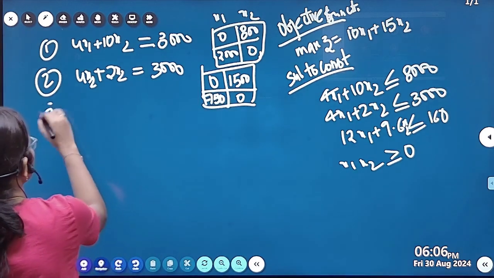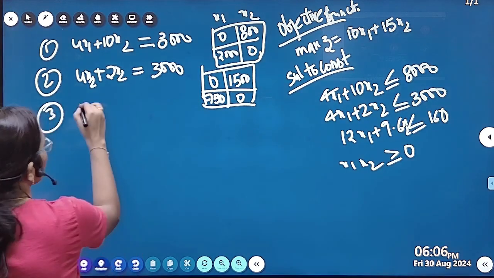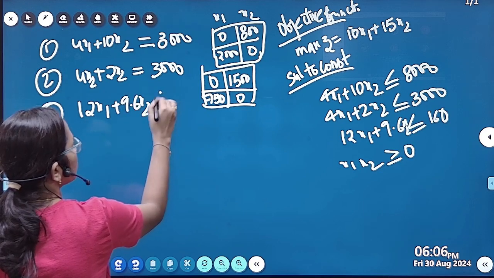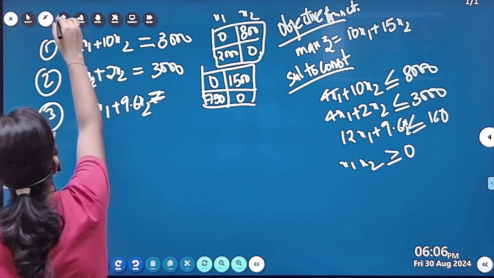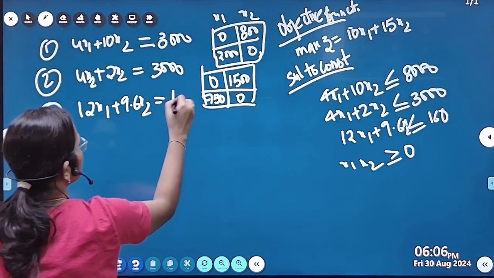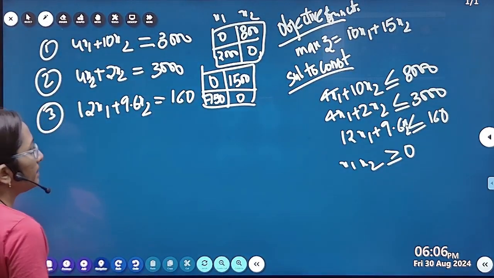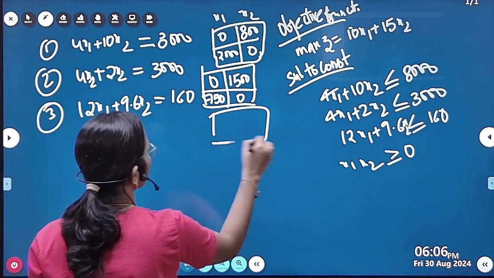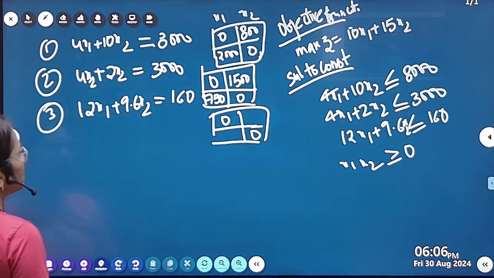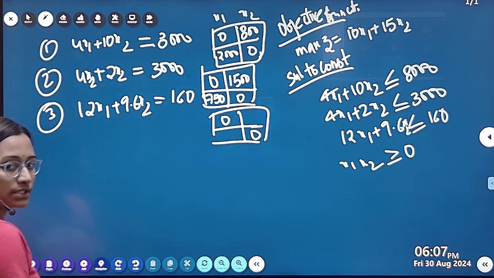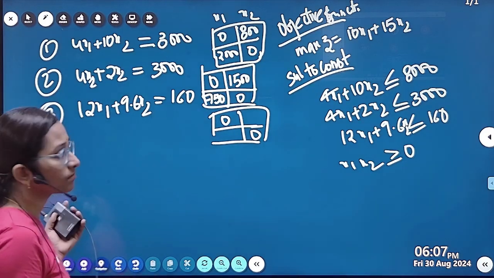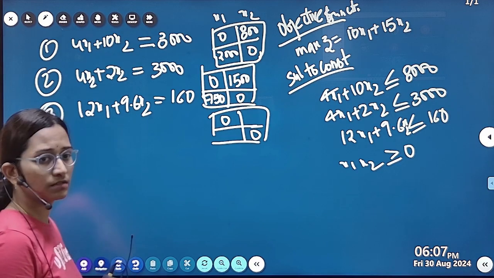Next, the third one: 12x1 plus 9.6x2 is equal to 160. Tell me, if we put x1 as 0, 160 divided by 9.6, how much will you get? 16.67.